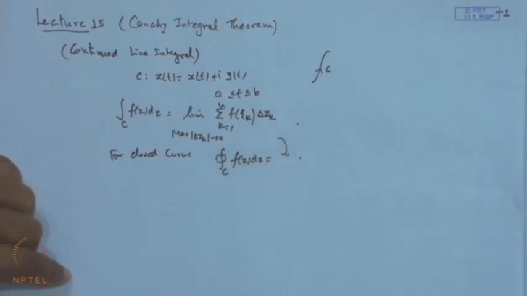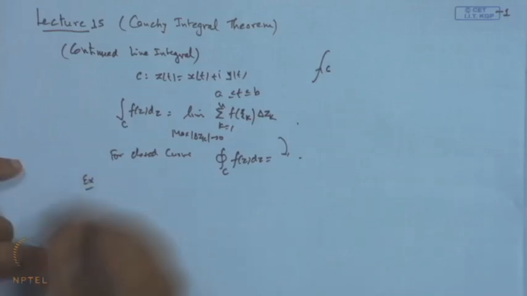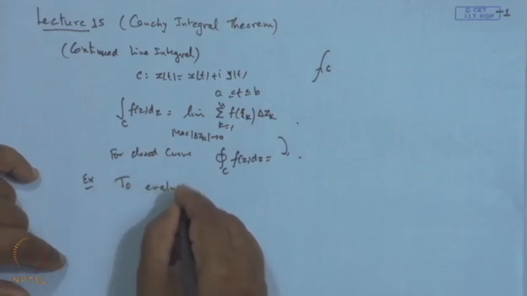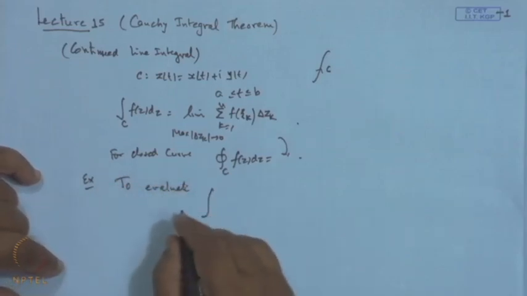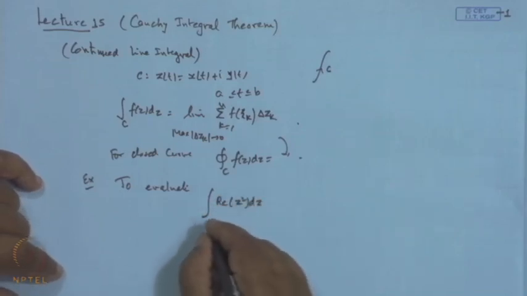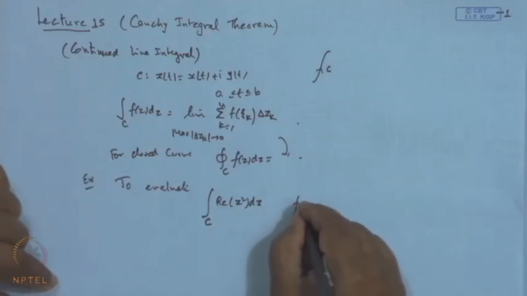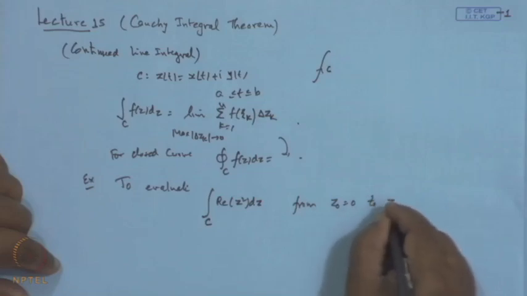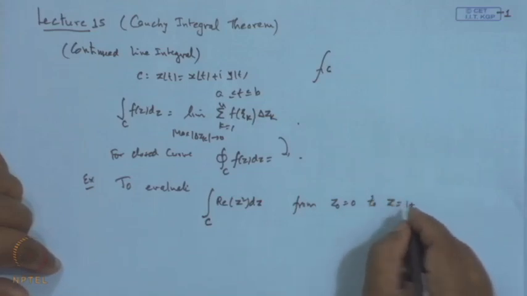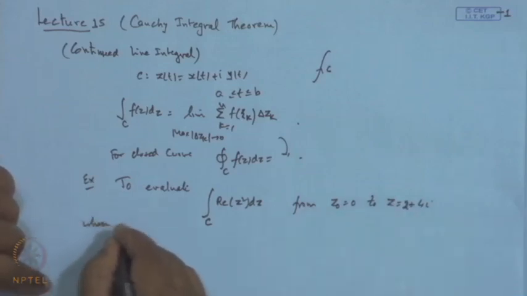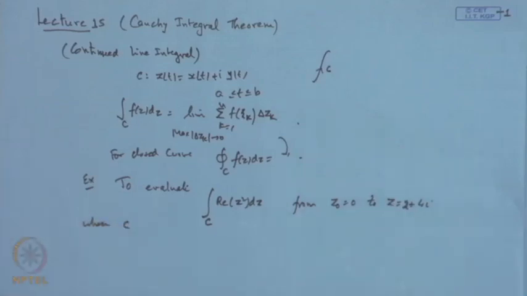Okay. And then we took up one example: to evaluate the integral of the real part of z squared dz along the path C from the point z naught, which is 0, to the point z, which is 2 plus 4i, where C is defined in three ways.